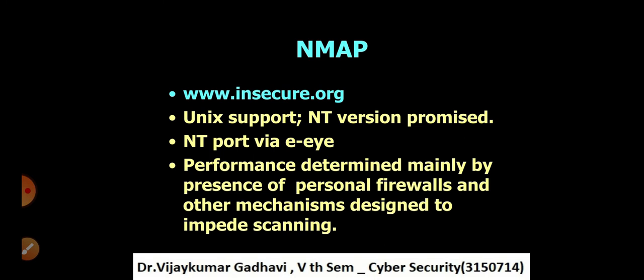Here we find the source for NMAP at www.insecure.org. Also there is Unix support. Performance is determined mainly by the presence of personal firewalls and other mechanisms designed to impede the scanning.